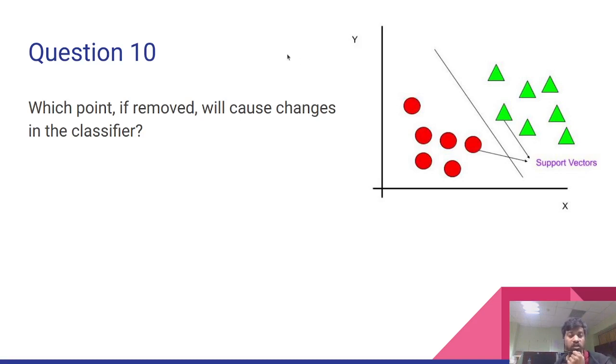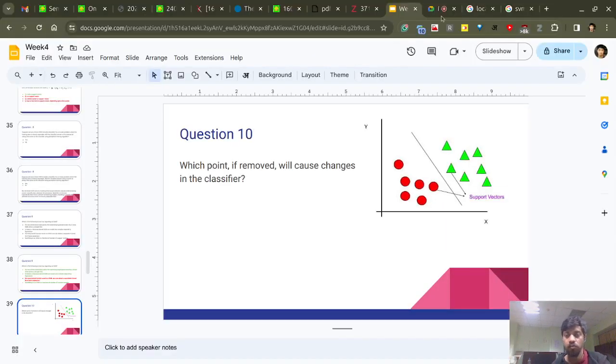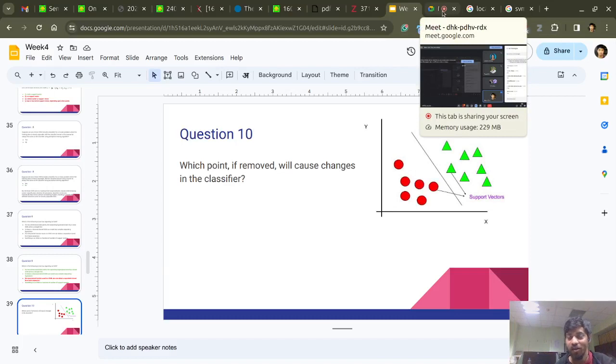So this is the next question. These are the green points and these are the red points. If we remove just one point, that will change this line. Which point can we remove to change this line? If we remove this point, will that change the line? If we remove this point, will this change the classifying line? What is the answer? The red dot. Red dot, so the point which is closer to the support vector. Right.